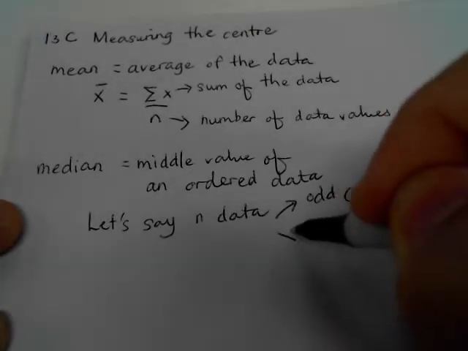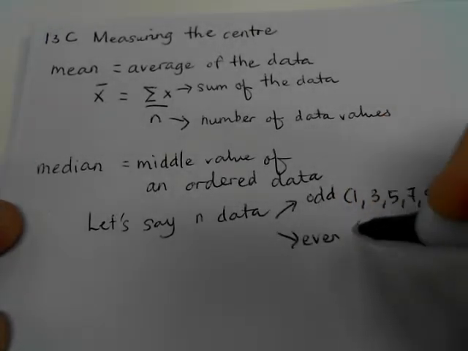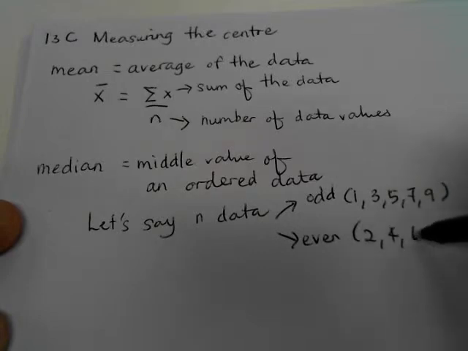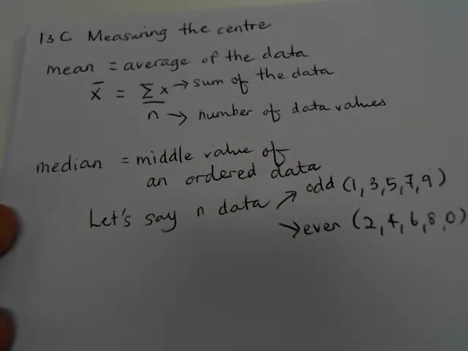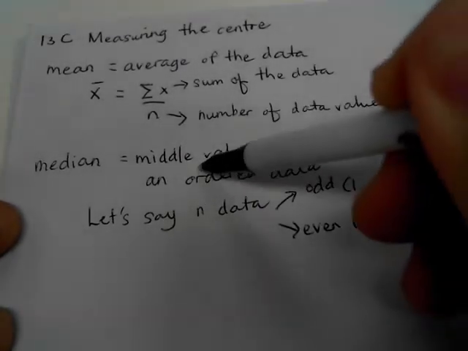Okay, the other one that you have would be even: 2, 4, 6, and also 8, and also 0. Right, the 0 should be in front here anyway. So that's how it goes. You have even data and you have odd data. You have to make sure that it has to be ordered. This is the key word here.